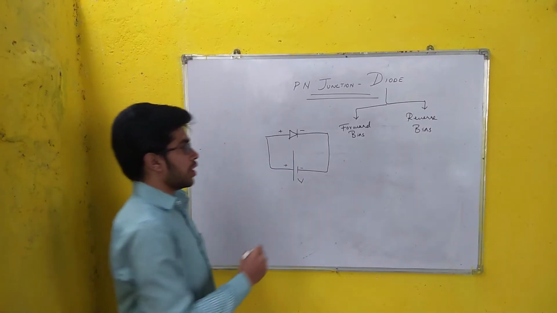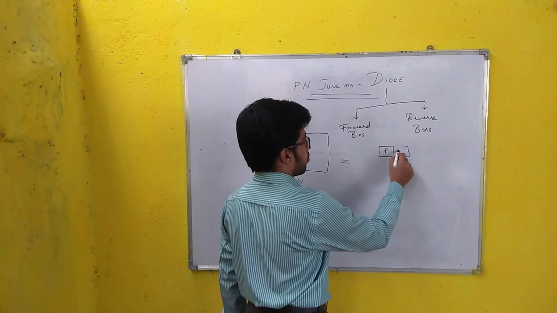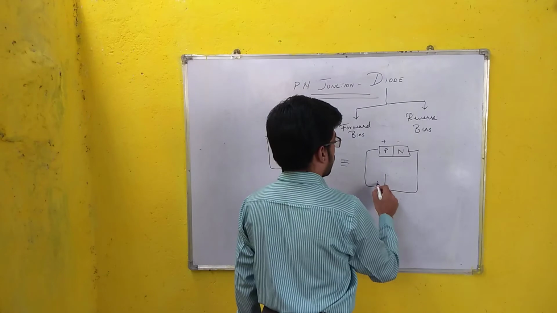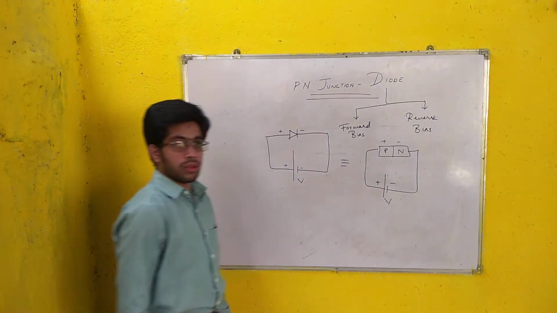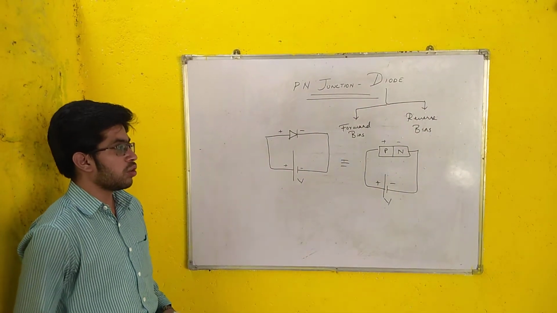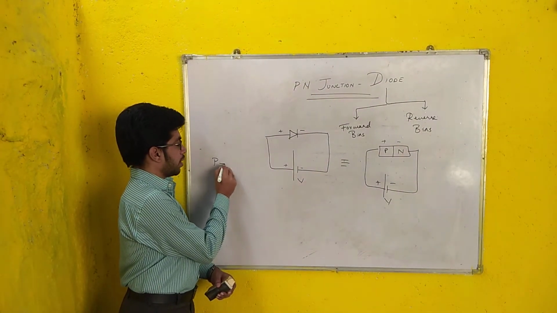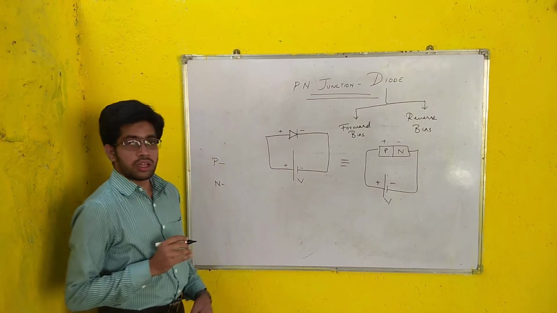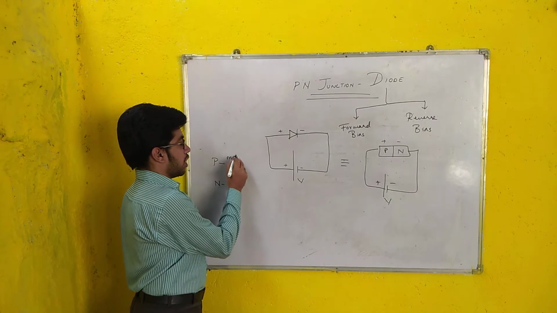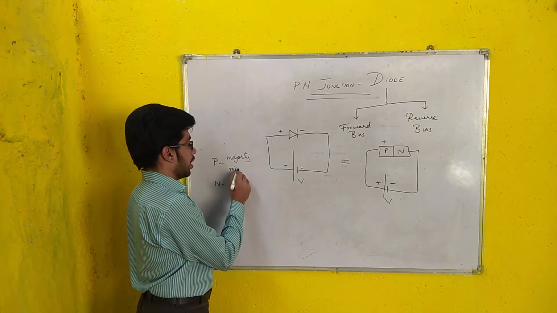I can also draw an equivalent diagram with respect to the PN junction, because the PN junction and the diode are the same. Now we'll study the operation. Before going into it, I'd like to make a note. Whenever you have a P-type material or an N-type material, there are two types of charge carriers majorly involved: one is called majority carriers, the other is called minority carriers.